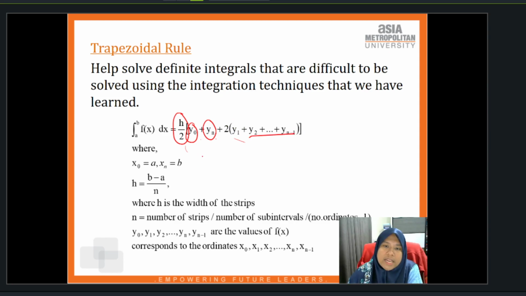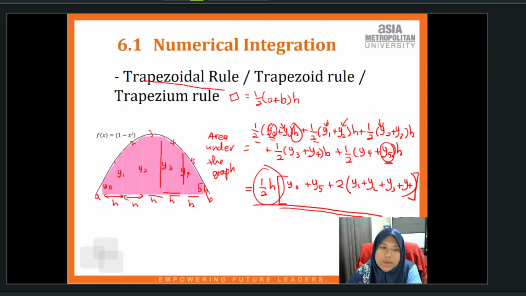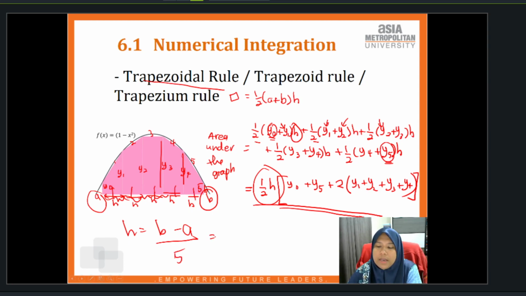Alright, so how to find h? h is equal to b minus a, divided by how many parts we are going to use. Here we have 1, 2, 3, 4, 5, so we divide by 5.